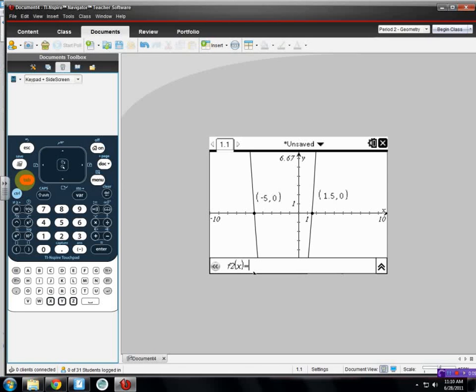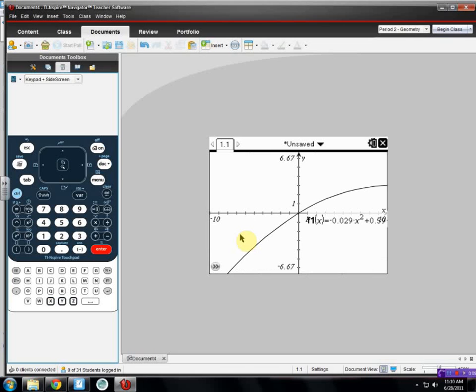So I'm just going to go up to f function 1, delete our old stuff, and type in our new stuff, which was -0.029 x squared plus 0.59 x. Enter. So it looks like this now.